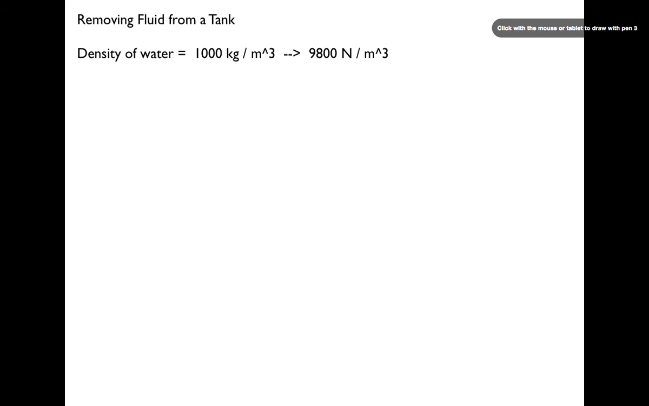Okay, so removing fluid from a tank. We need some facts first of all. First is the density of water. Notice these are two different kinds of density. What is this first one? This first density is based on what? Kilograms, right? So this is mass density. It's the mass per volume. This second one is based on what about water? Not the mass, but its weight. So this is weight density.